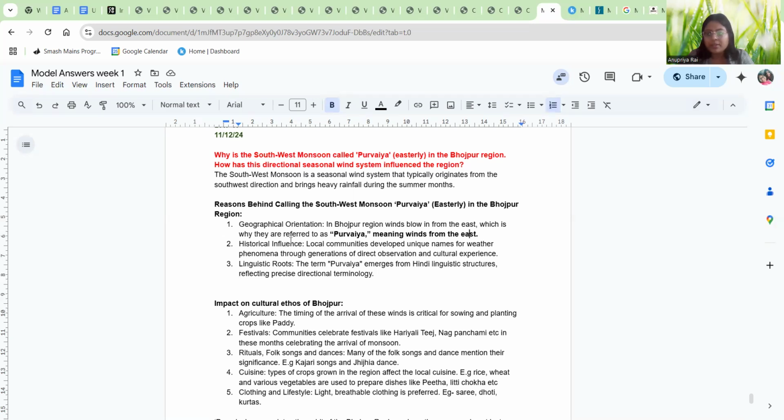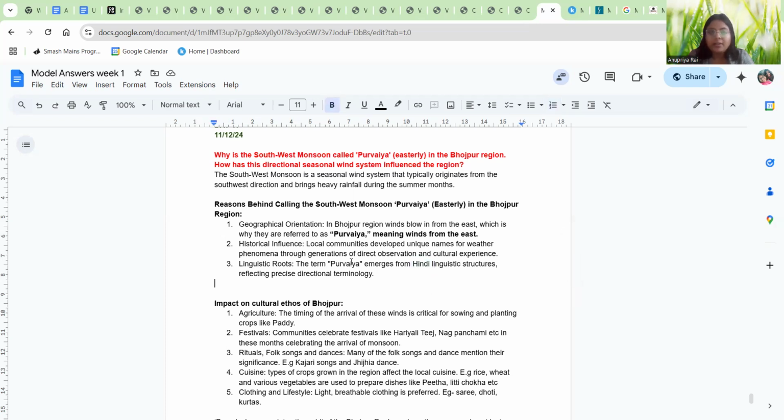Then you can talk about some more points that could lead to it being named Purvaiya. You can talk about the linguistic root, for example, Pur, which means east. So they might have some linguistic root associated with wind, like Purva, from Hindi linguistic structures.